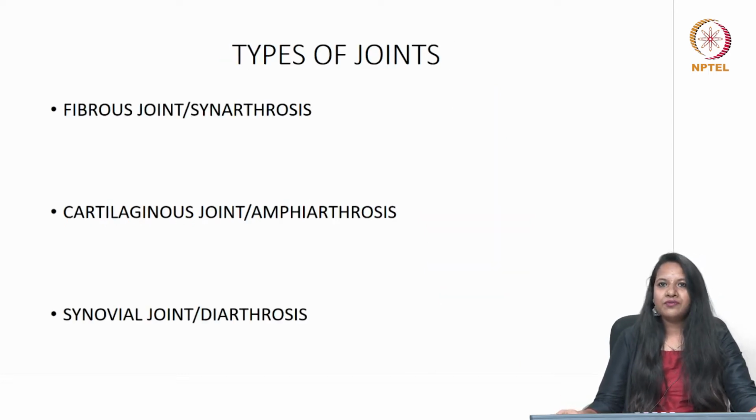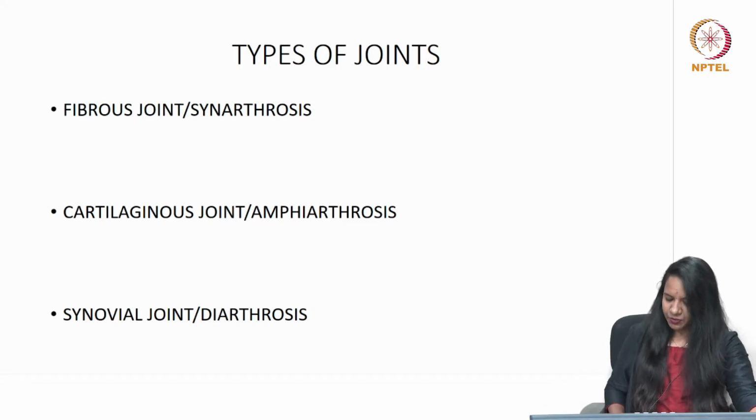What are the types of joint? We have basically three types of joint. The one being the fibrous joint, otherwise known as synarthrosis, cartilaginous joint, otherwise known as amphiarthrosis, and finally synovial joint, which is otherwise called diarthrosis. So we will look into one by one.